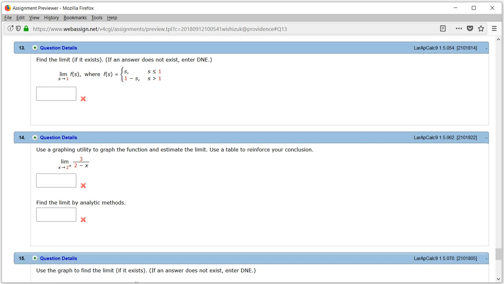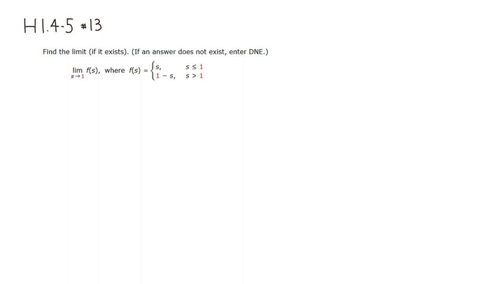Alright, let's look at homework 1.4, 1.5, problem number 13. We have this piecewise defined function and we want to find the limit as s approaches 1. So let's do that. Since we have two separate formulas, we have to approach from one side at a time.